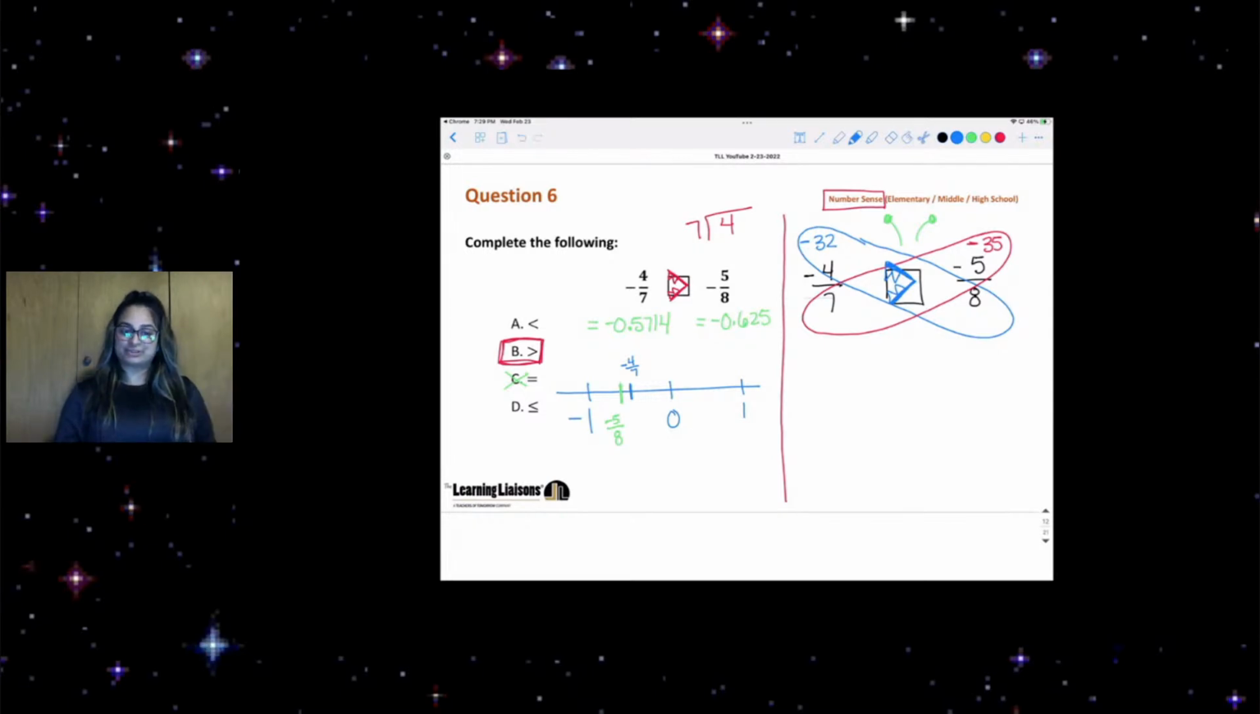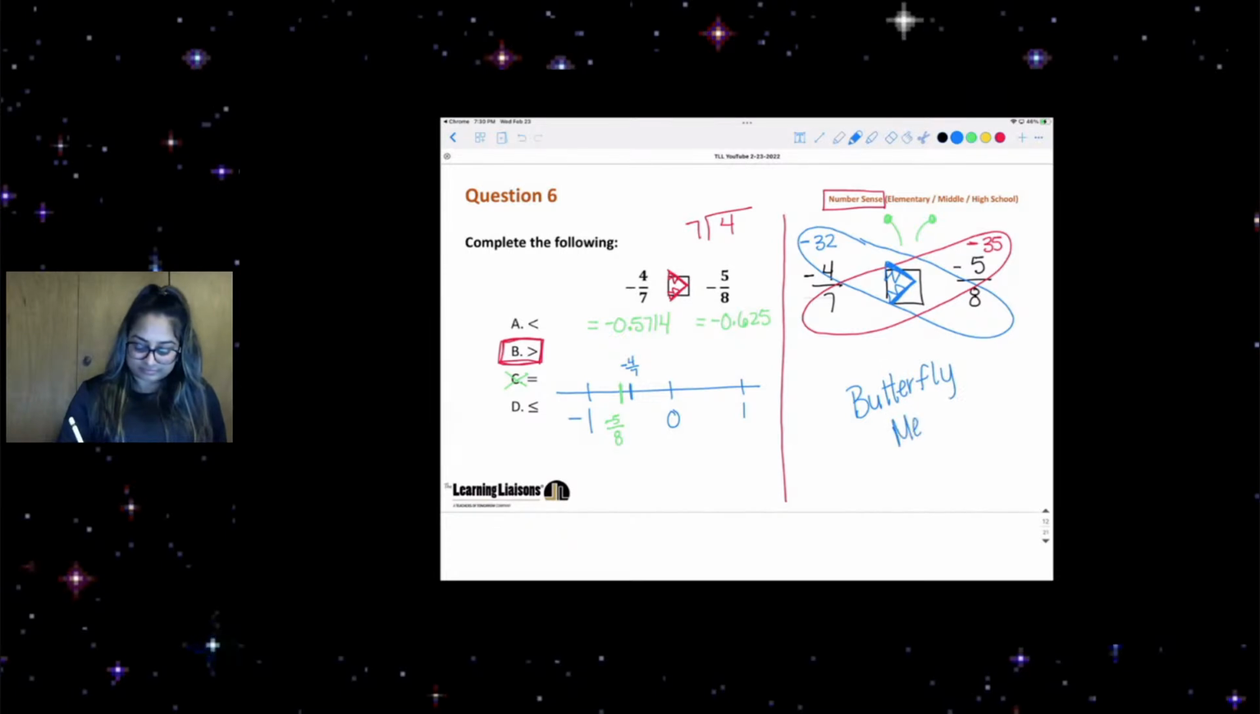It's the same answer choice. So if you don't have a calculator, I would suggest using the butterfly method. If you have a calculator and decimals confuse you because you don't like negative numbers, then I say use the butterfly method. If none of the above confuses you, go the regular route.